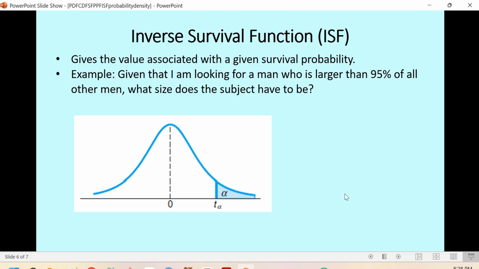So these are the very basic notions for the probability density curve.